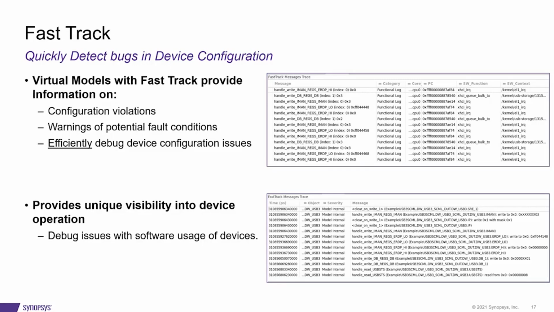Another usage of Fast Track allows the detailed tracing of model operations. This can be invaluable in detecting and diagnosing situations where host software is not following the correct procedure for model operation. The Fast Track traces can point this out and even indicate the software routine which is behaving incorrectly, allowing the software designer to quickly pinpoint the issue.